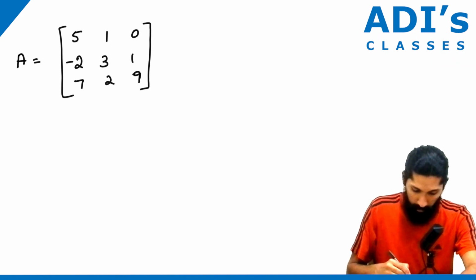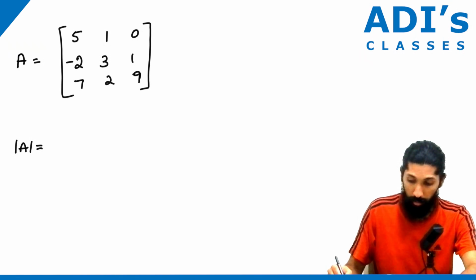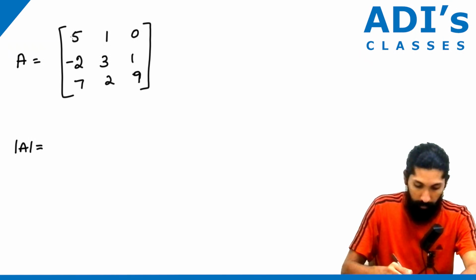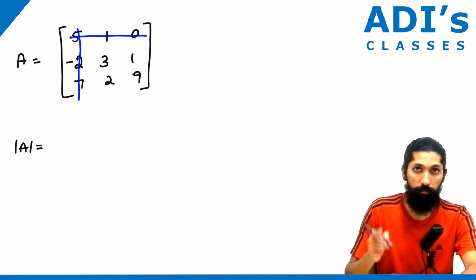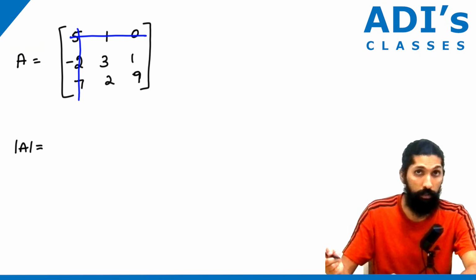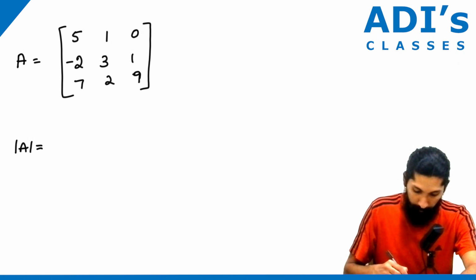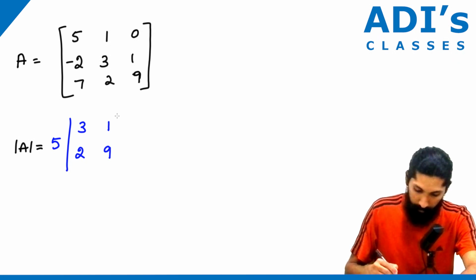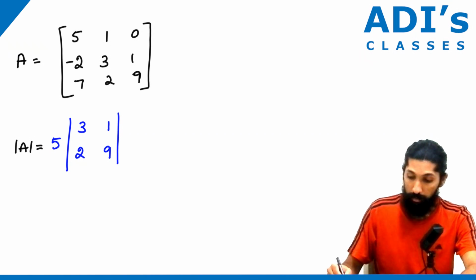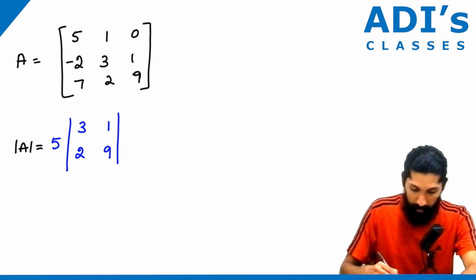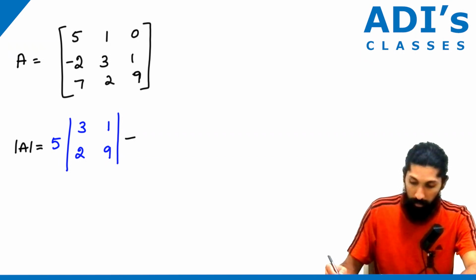So we'll start with determinant of A is equal to, now what did we do? First you have to take 5, don't consider the row, do not consider the column. The other 4 elements we have to take the determinant of that, correct? So now 5 into determinant of 3, 1, 2, 9. This is the first one. Second, after that we have to take a minus sign. So minus. The next one is what?